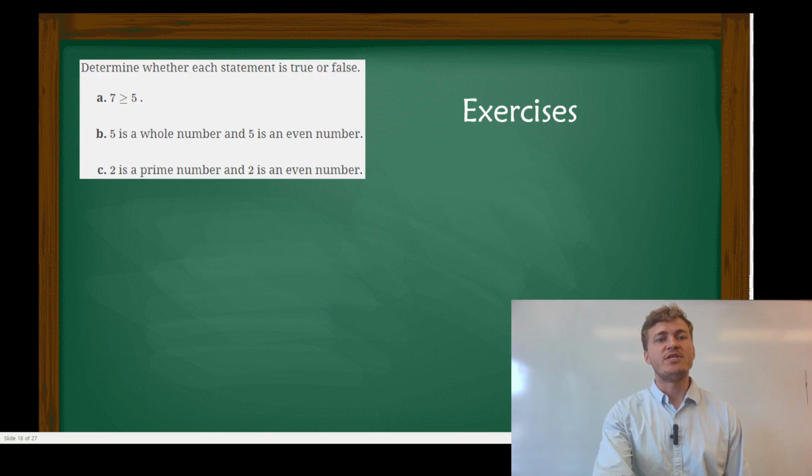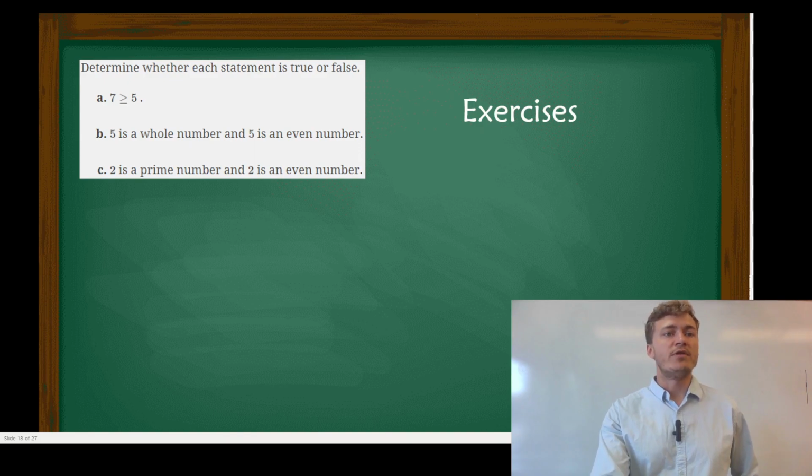Exercises. Determine whether each statement is true or false. 7 is greater than or equal to 5. Well, we know that's true because although 7 does not equal 5, which is a false statement, the or connective is true for 7 greater than 5. So therefore, part A is a true statement.